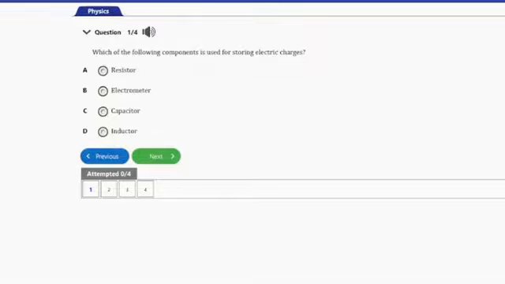In today's video, we have these 4 questions to answer on the topic electric field. So guys, this video will be about storage of charges. Ensure to stay till the end of this video. Let's go ahead and start with the first question here.